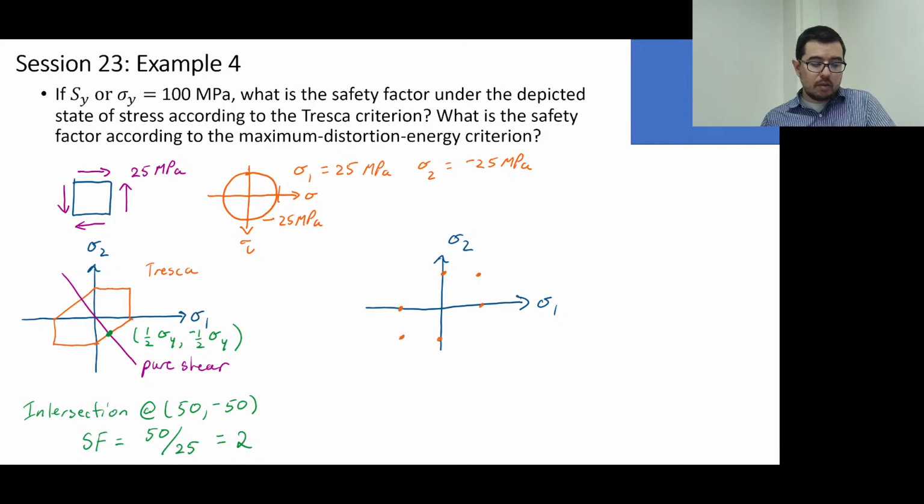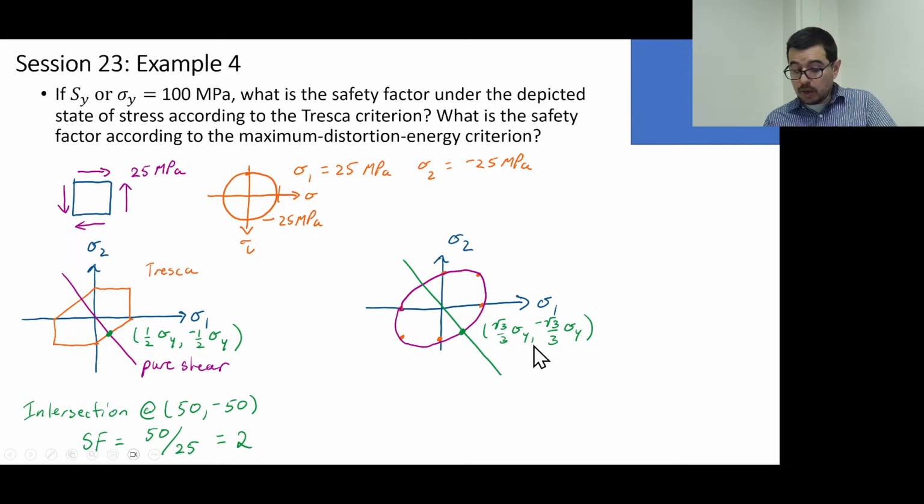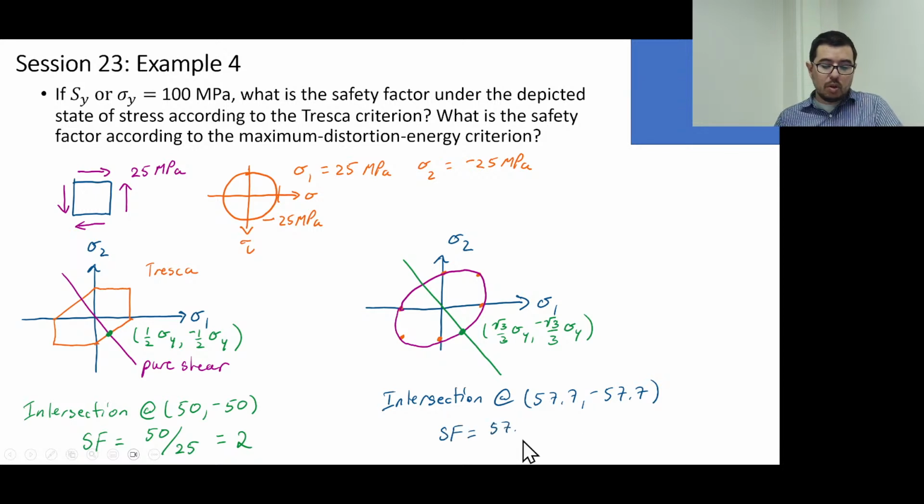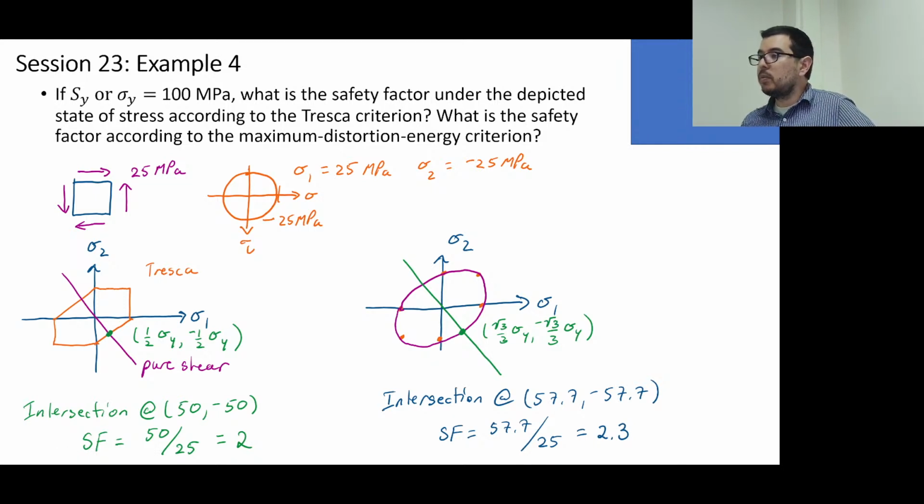Okay. What about with the von Mises criterion? Well, we said this is going to be square root of 3 over 3 sigma y, comma minus square root of 3 over 3 sigma y. The intersection is at 57.7, minus 57.7. So the safety factor is a little bit higher. It's going to be 2.3.